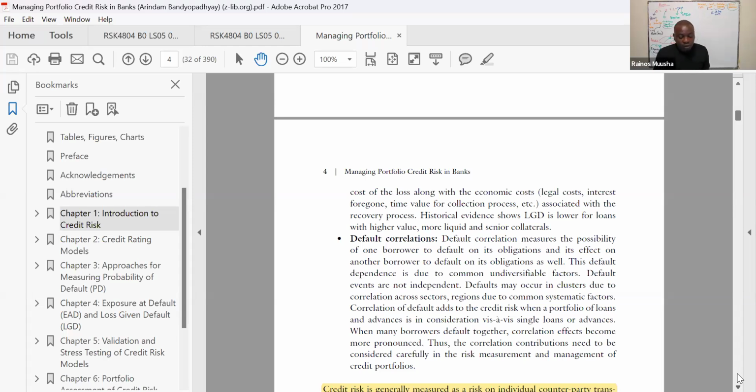So are there any questions so far when it comes to the components that contribute towards your expected loss? Any questions?